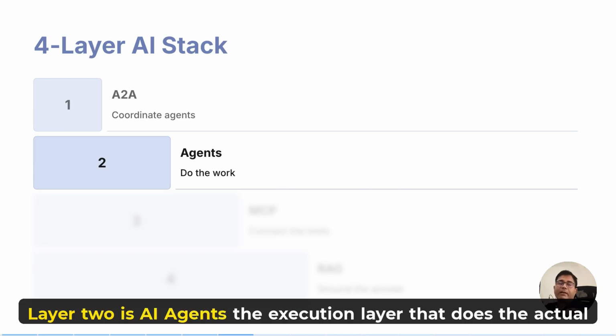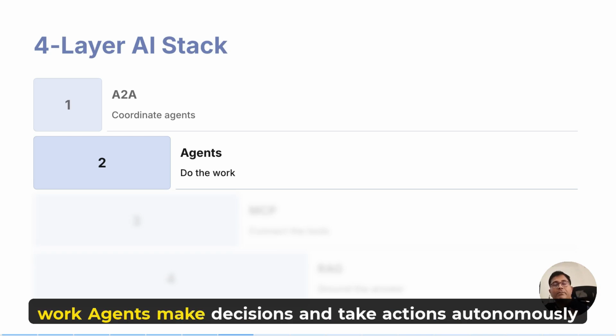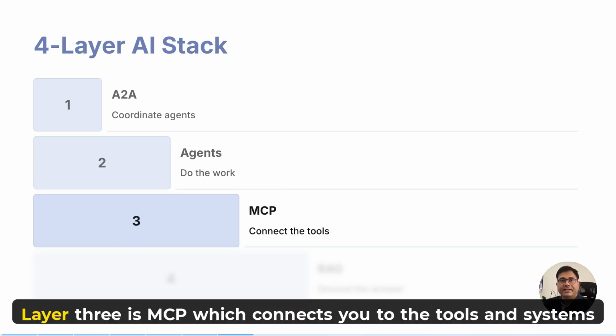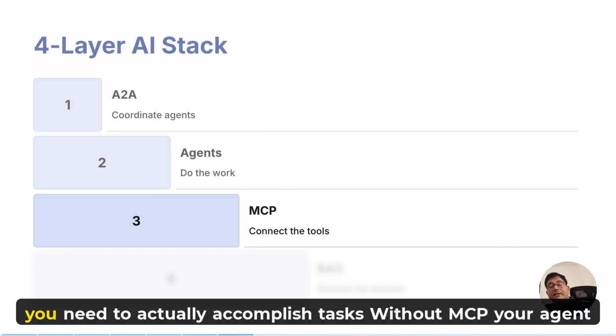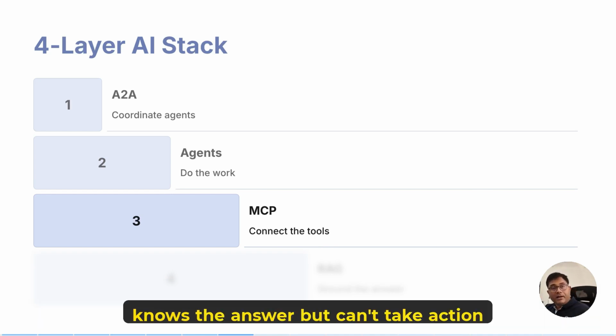Layer 2 is AI agents, the execution layer that does the actual work. Agents make decisions and take actions autonomously based on what they learn. Layer 3 is MCP, which connects you to the tools and systems you need to actually accomplish tasks. Without MCP, your agent knows the answer but can't take action.